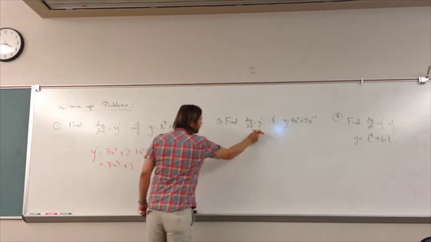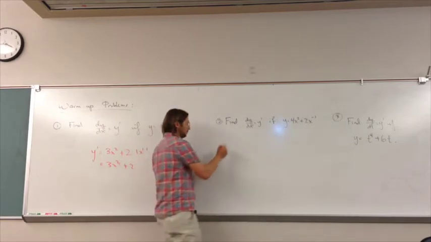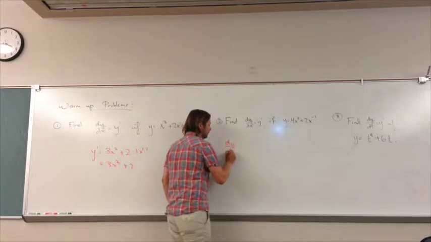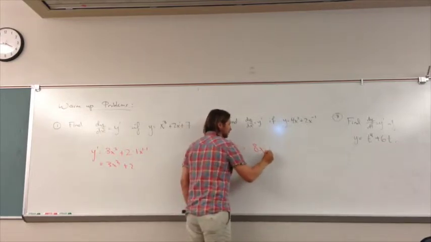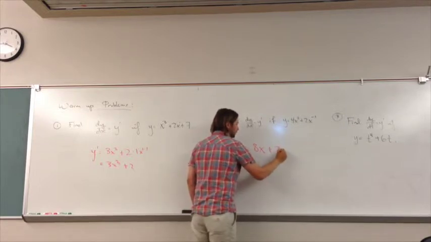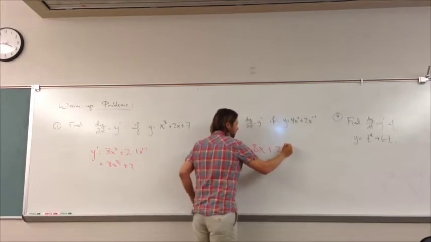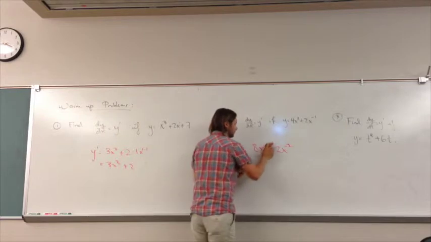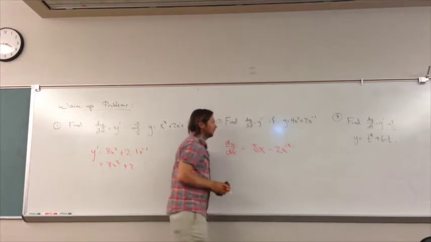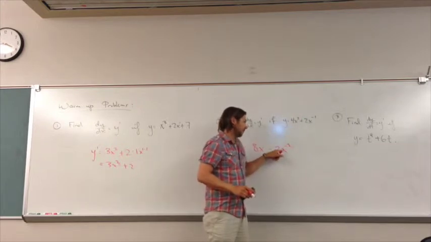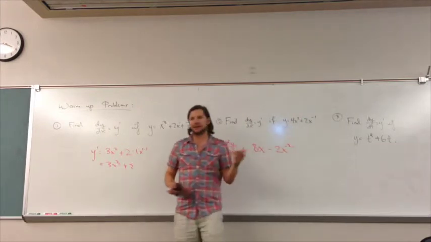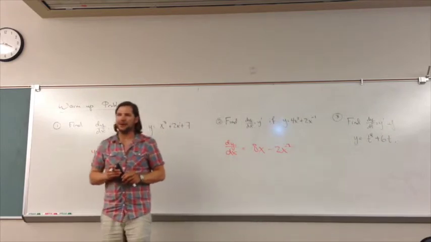What about this one here? 8x plus 2x to the minus 2. Is it minus? Because you bring the negative 1 out front, make this negative 1 times 2 is negative 2. X to the negative 1 minus 1 is negative 2. Okay?